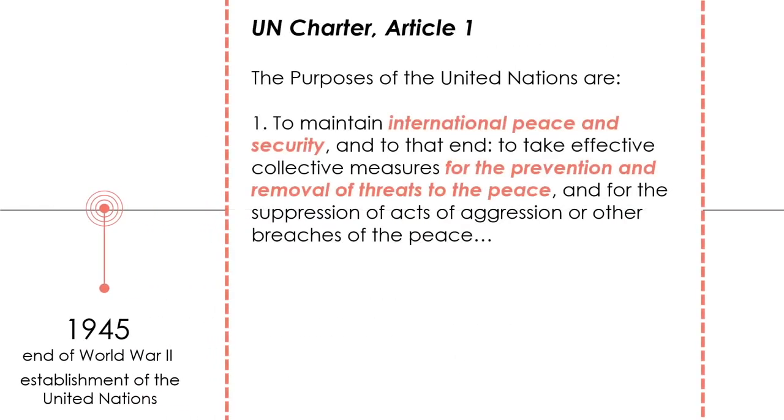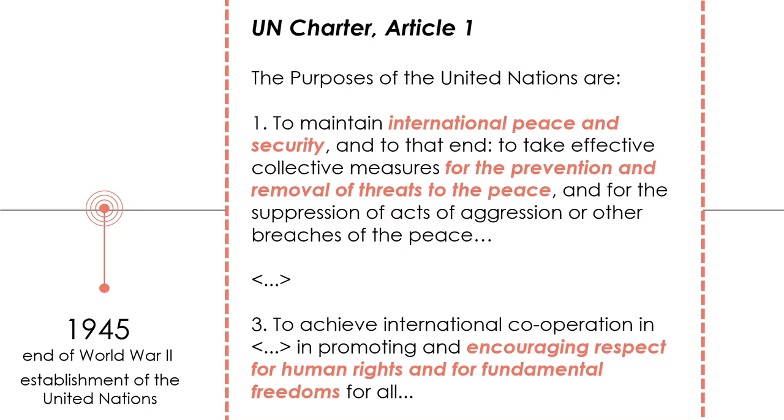This is also reflected in Article 1 of the United Nations Charter, which provides that the purposes of the United Nations are to maintain international peace and security and to take effective collective measures for the prevention and removal of threats to the peace, and then to achieve international cooperation in promoting and encouraging respect for human rights and for fundamental freedoms for all.